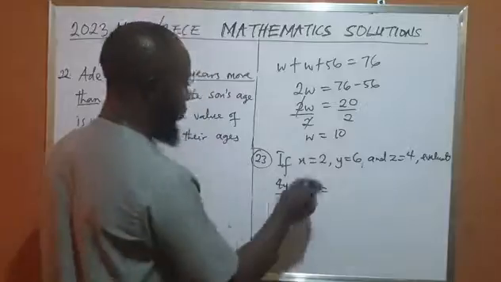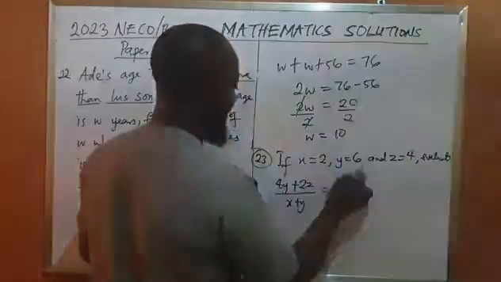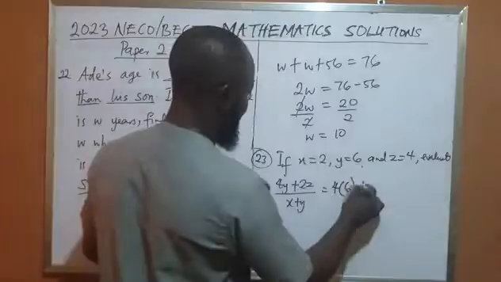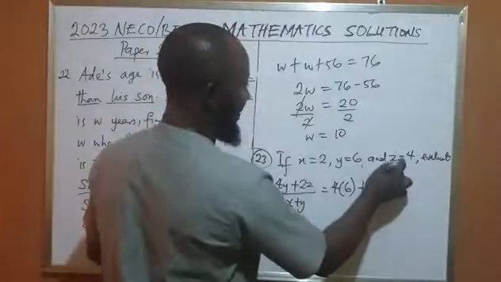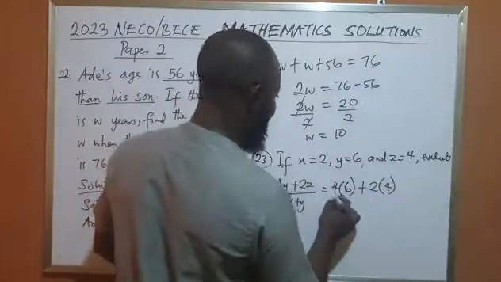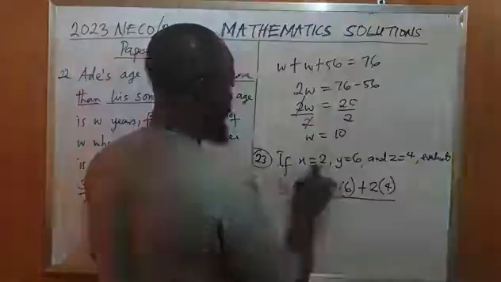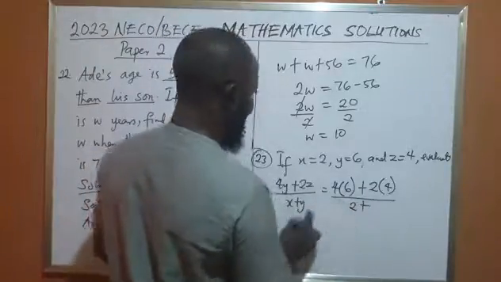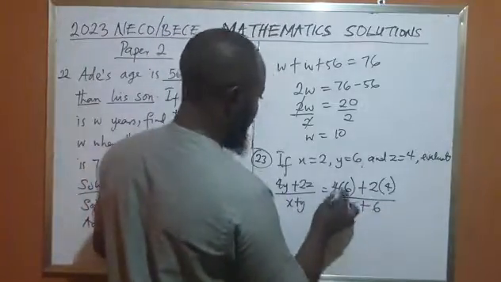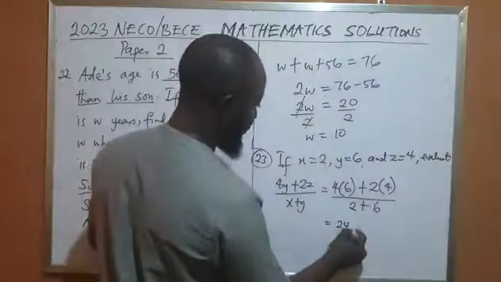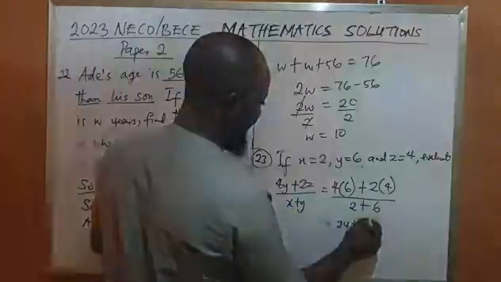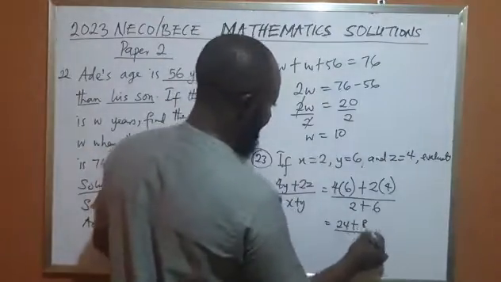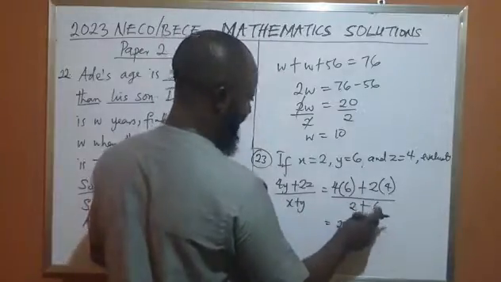So 4y, that means 4 multiplied by y, which is 6, plus 2z, 2 multiplied by z, which is 4, divided by x, which is 2, plus y, which is 6. So 4 times 6 is 24, plus 2 times 4 is 8, divided by 2 plus 6, which is what?